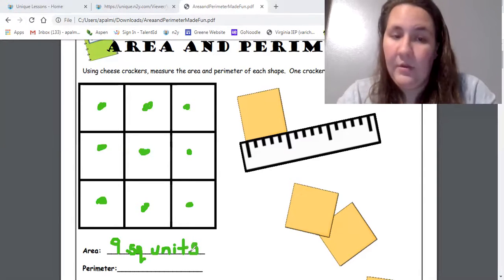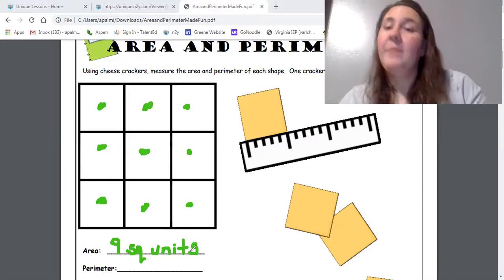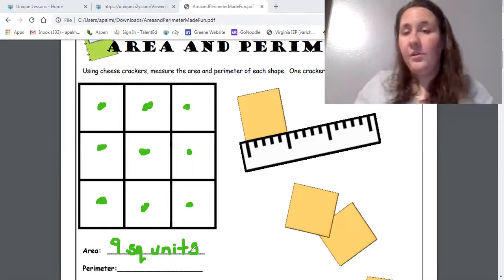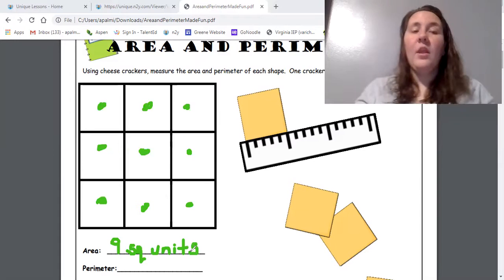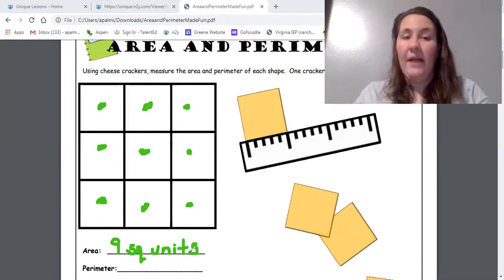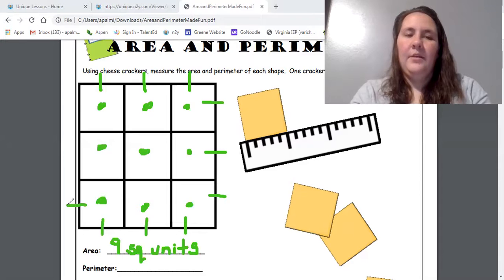Okay, 9 square units. So now we need to know perimeter. Now remember, there's 2 strategies for perimeter, and perimeter is all the way on the outside of the shape. So the first strategy we could do is we could just add counting all the way around. So let's do that first and see what we get. Are we ready? 1, 2, 3, 4, 5, 6, 7, 8, 9, 10, 11, 12. Okay, we got 12. So let's write 12. And then we're going to try our other strategy, okay?